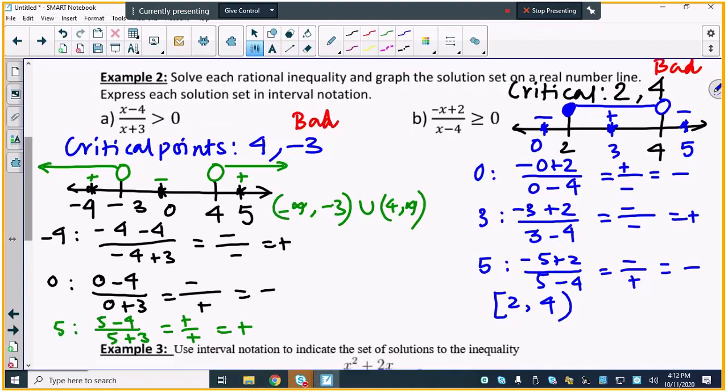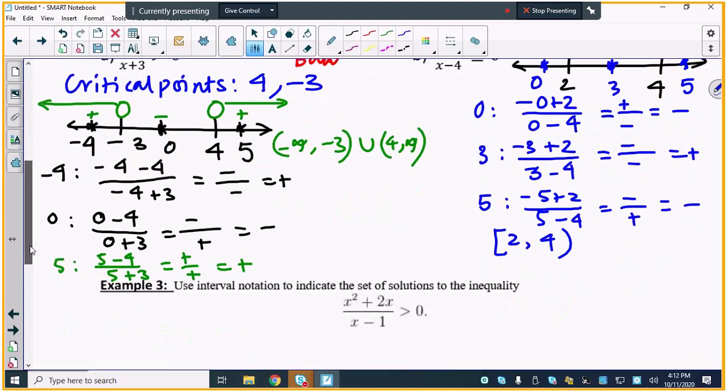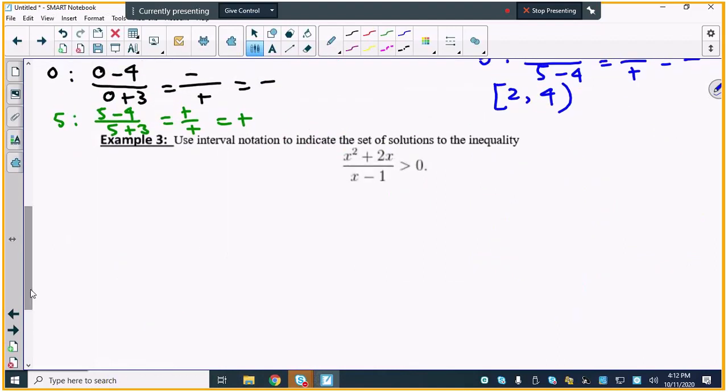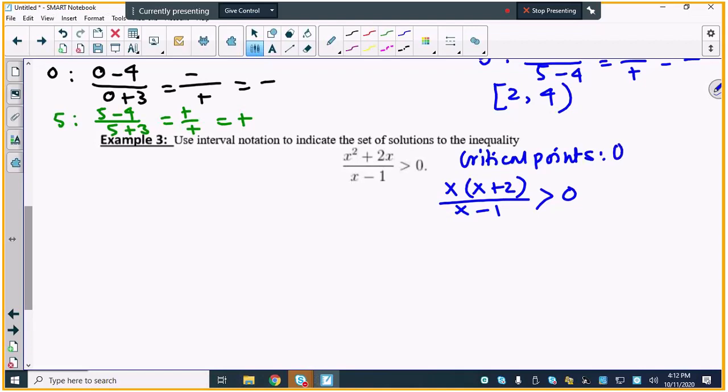Okay, so now we go to our next problem, and this problem is x squared plus 2x over x minus 1. Again, you're finding the critical points. Finding critical points would be easier if I write both top and bottom as factors. So you write first x times x plus 2 over x minus 1 greater than 0 and start working. So critical points are 0, negative 2, 1. 1 is the bad point because it will make the denominator 0. Number line.